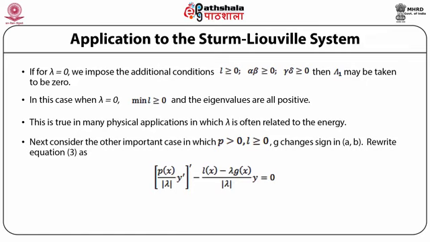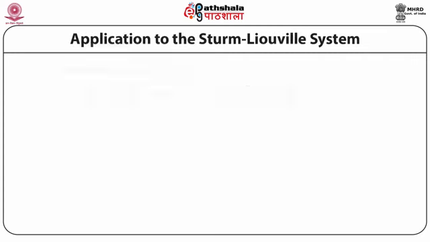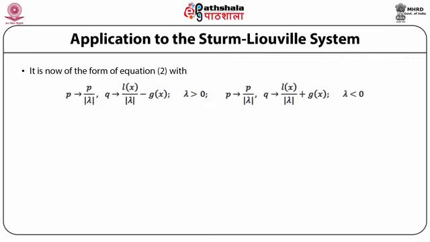We rewrite equation 3 as (P(x) y' / |lambda|)' minus (L(x)/|lambda| minus lambda g(x)/|lambda|) y equals 0. It is now of the form of equation 2 with p tending to p by modulus of lambda and q tending to L(x) by modulus of lambda minus g(x), where lambda is greater than 0, and p tending to p by modulus of lambda and q tending to L(x) by modulus of lambda plus g(x) if lambda is less than 0. In either case, p and q steadily diminish as modulus of lambda increases.